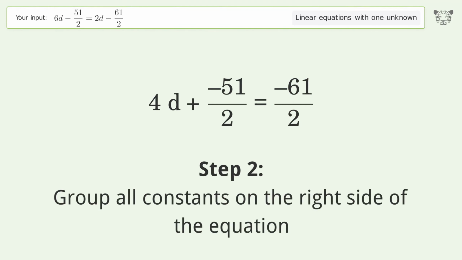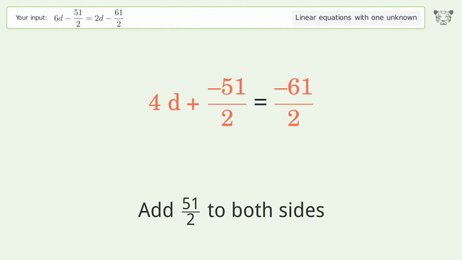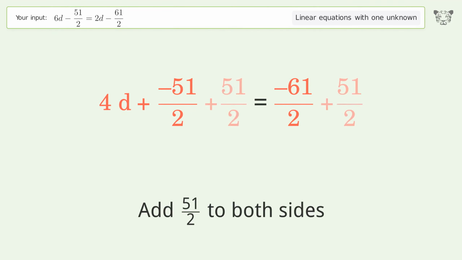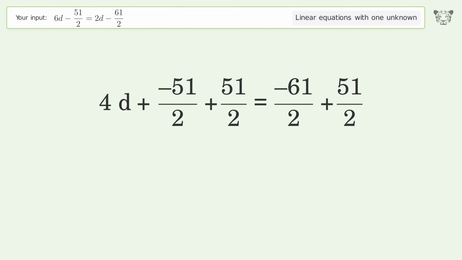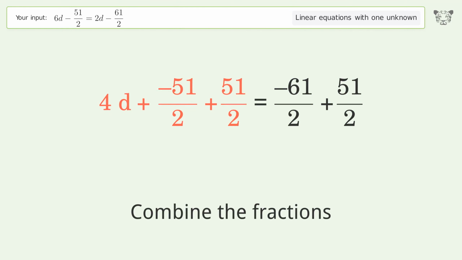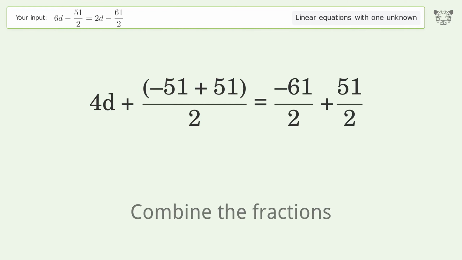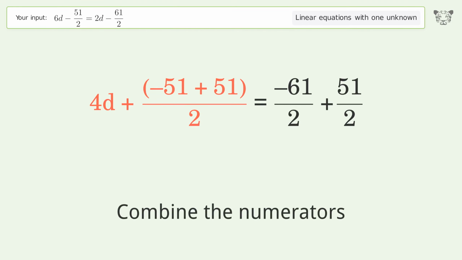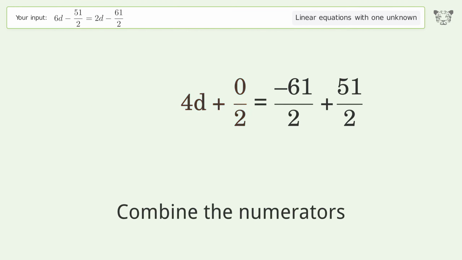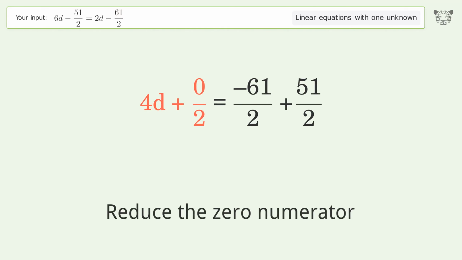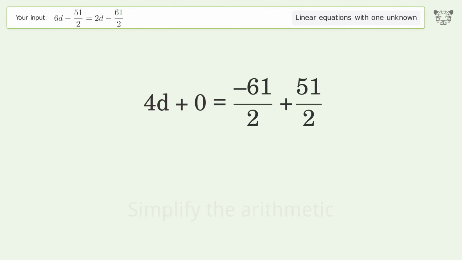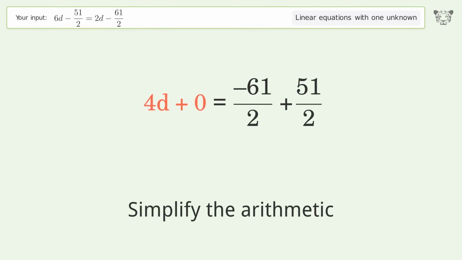Group all constants on the right side of the equation. Add 51/2 to both sides. Combine the fractions. Combine the numerators. Reduce the zero numerator. Simplify the arithmetic.